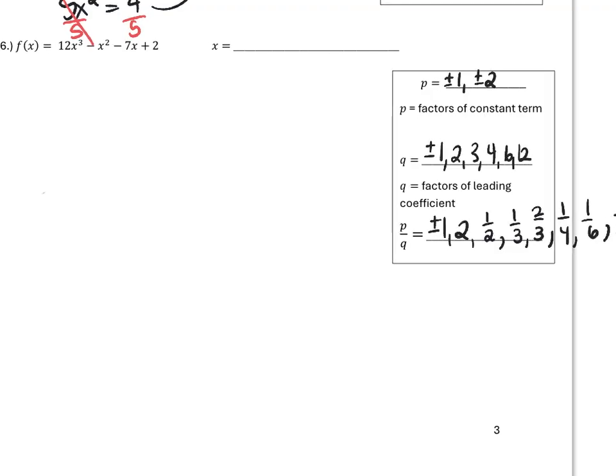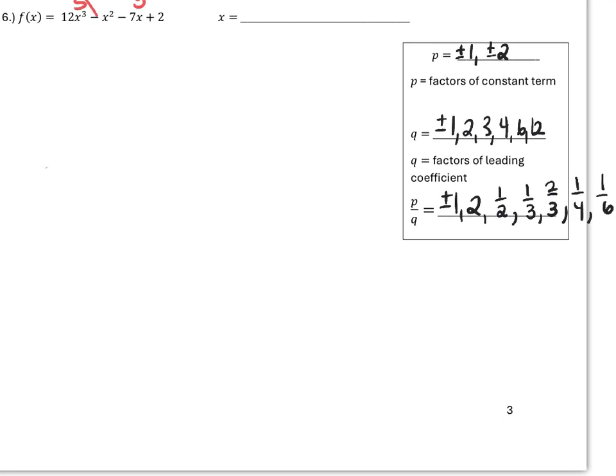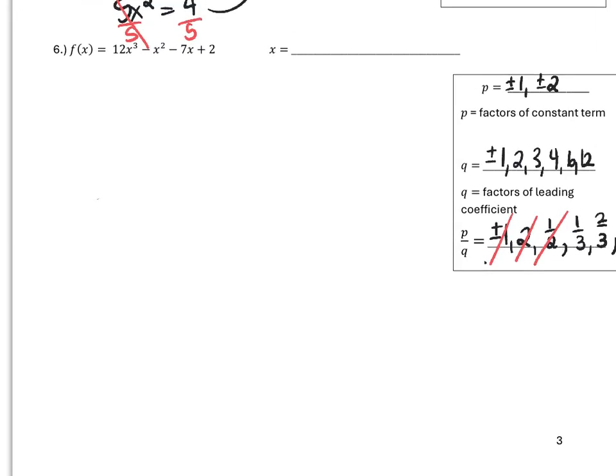I am going to skip ahead. None of these work. Okay? So if you had this on a test, you would be doing a lot of guessing and checking until you got to 1/3. And it's actually not even positive 1/3. It's this. Okay? So when we do our synthetic division, we would have 1/3, 12, -1, -7, 2.